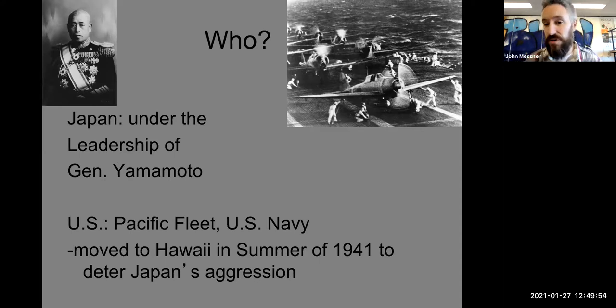And no one really could have foretold. There's allegations that FDR knew that the Japanese were going to attack us, and he didn't do anything to get us into the war. But those are kind of scant claims that are made about how much FDR really knew. Okay, but they were moved to Hawaii in the summer of 1941 to deter Japan's aggression.